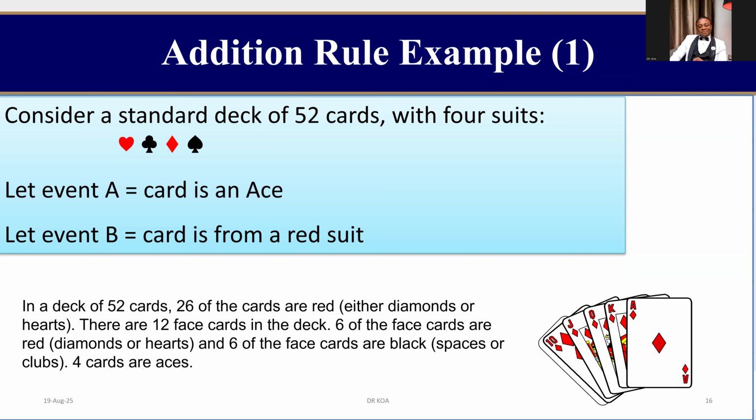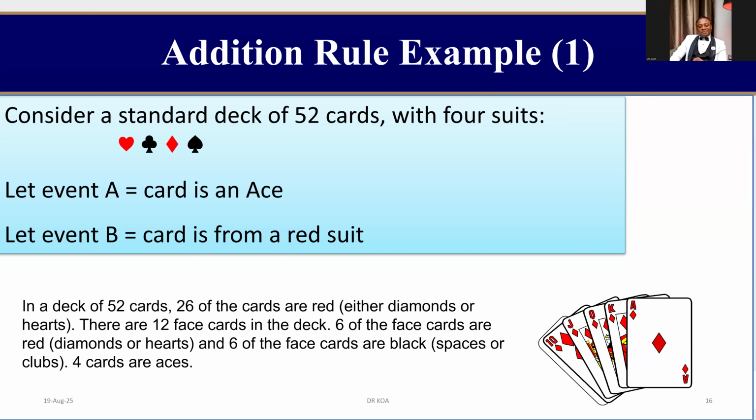How many queens are there? How many queens? How many kings? Amina? 4. There are 4 queens. There are 4 kings. Okay. Very good.